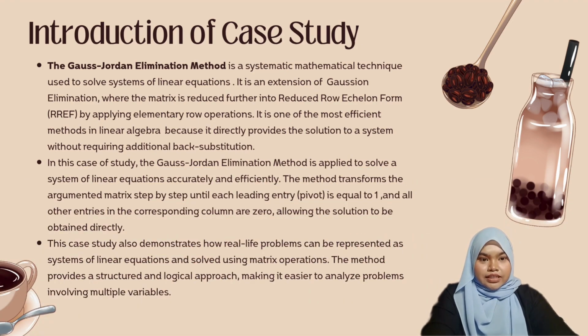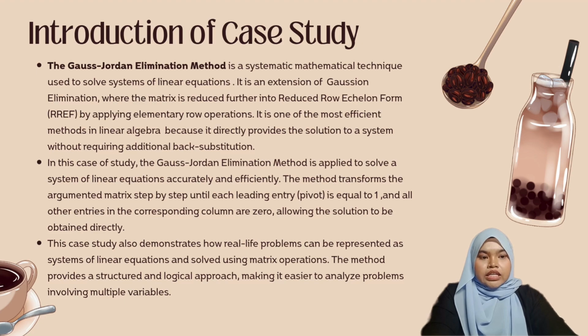Introduction of case study. The Gauss-Jordan Elimination Method is a systematic mathematical technique used to solve systems of linear equations. It is an extension of Gaussian elimination, where the matrix is reduced further into reduced row echelon form (RREF) by applying elementary row operations. It is one of the most efficient methods in linear algebra because it directly provides the solution to a system without requiring additional back substitution.